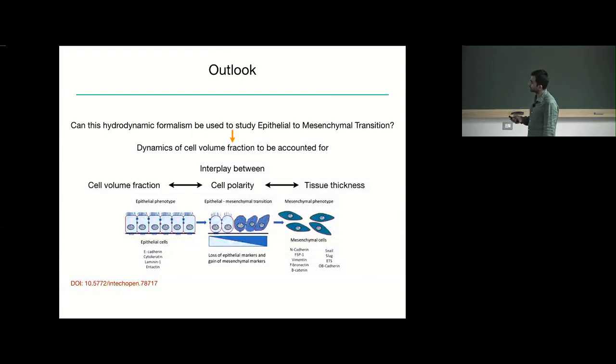So we were speculating if this hydrodynamic formalism can be extended. One important thing we need to take into account is that the cell volume fraction should not be fixed, so that it can also have a dynamics. So we need to take into account the dynamics of the cell volume fraction, the cell polarity, and the tissue thickness, and the interplay between them, so as to maybe study this kind of epithelial to mesenchymal transitions.